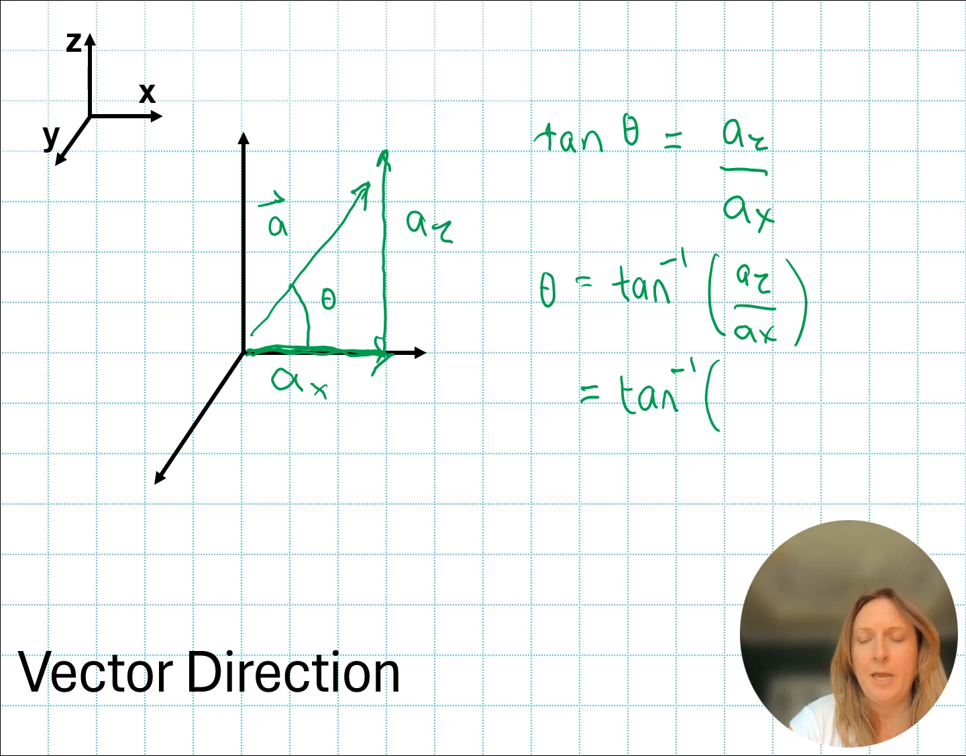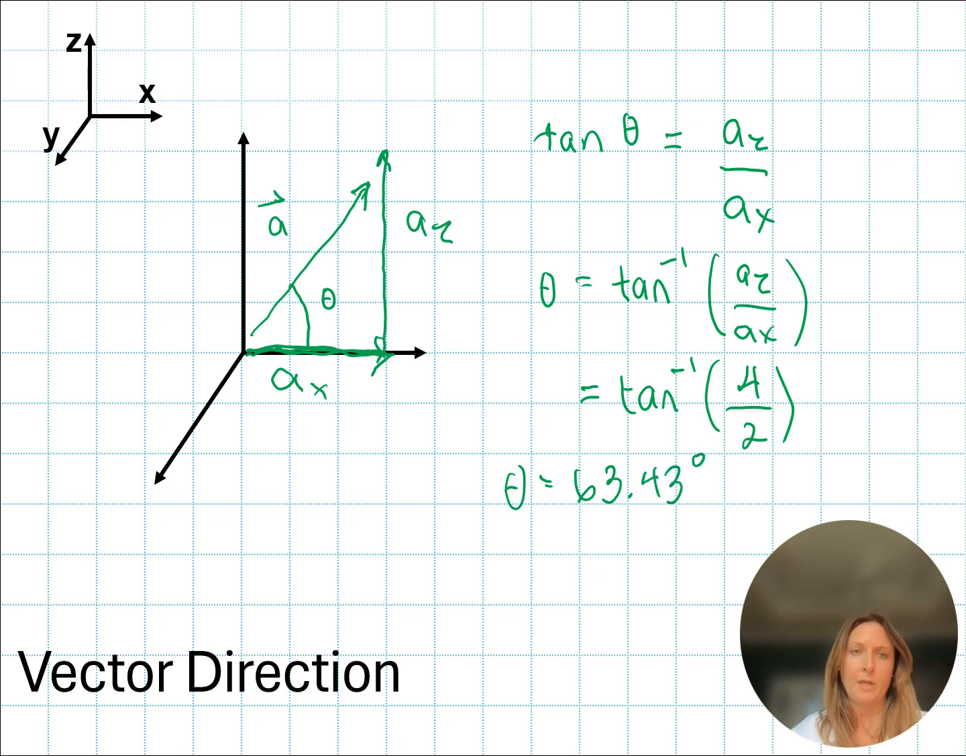So if you'll remember, my z component of acceleration was 4, x component was 2. So I have an angle theta that has a value of about 63.43 degrees. So now I can specify my magnitude of acceleration. It was 2 times the square root of 5. And I can specify its direction as 63 degrees with respect to the horizontal.